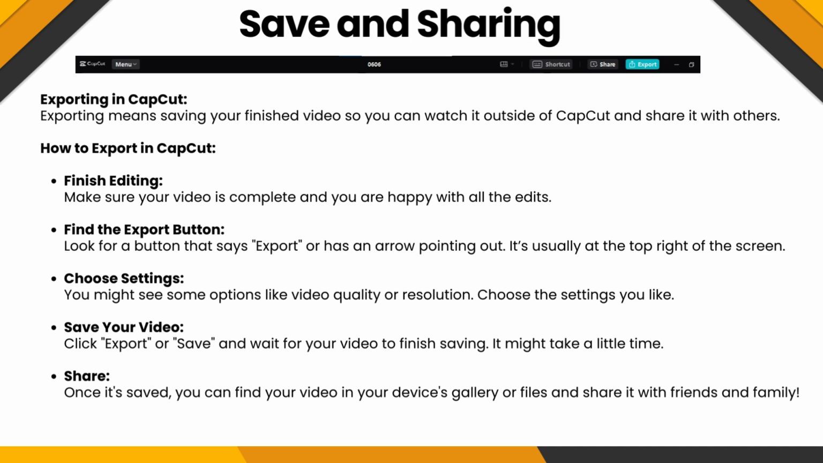Choose Settings. You might see some options like video quality or resolution. Choose the settings you like. Save your video. Click Export or Save and wait for your video to finish saving. It might take a little time. Share. Once it's saved, you can find your video in your device's gallery or files and share it with friends and family.